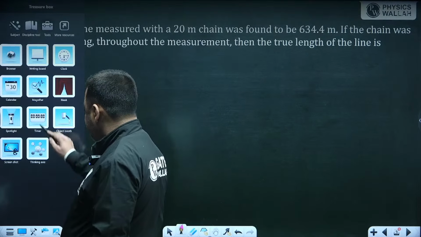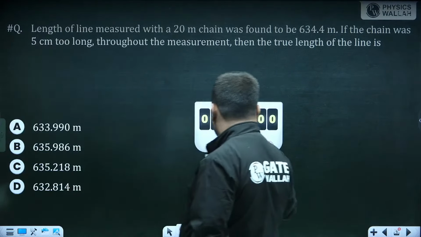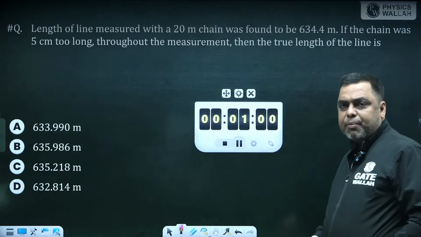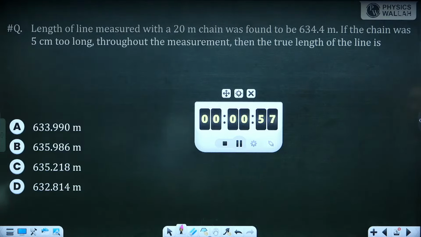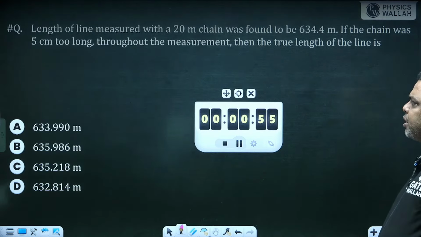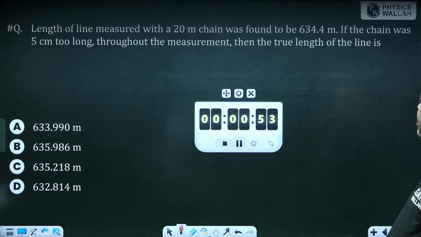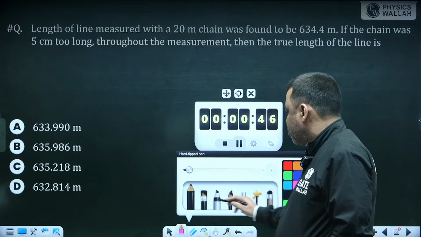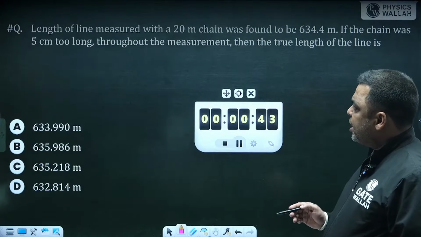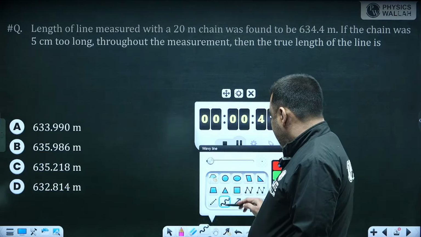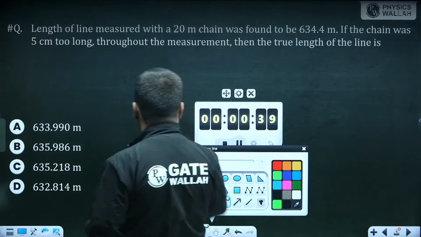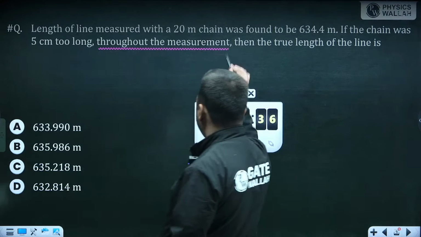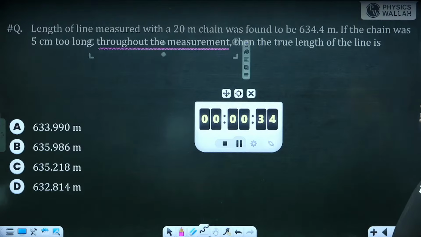Please read the question. Shall I use the timer? One minute I am giving you to solve this question. Length of a line measured with a 20-meter chain was found to be 634.4 meters. If the chain was 5 centimeter too long throughout the measurement, find the true length of the line. Over here it is written as throughout the measurement. Sometimes we have the average also. In the next session I'll be solving the question on the basis of average length throughout the measurement.